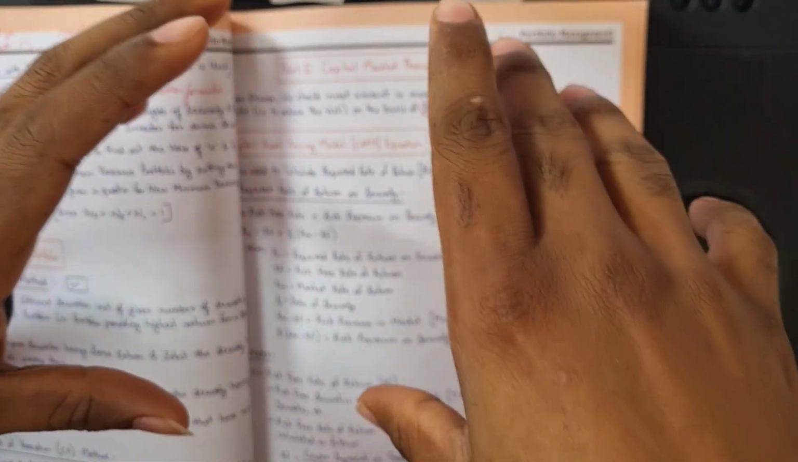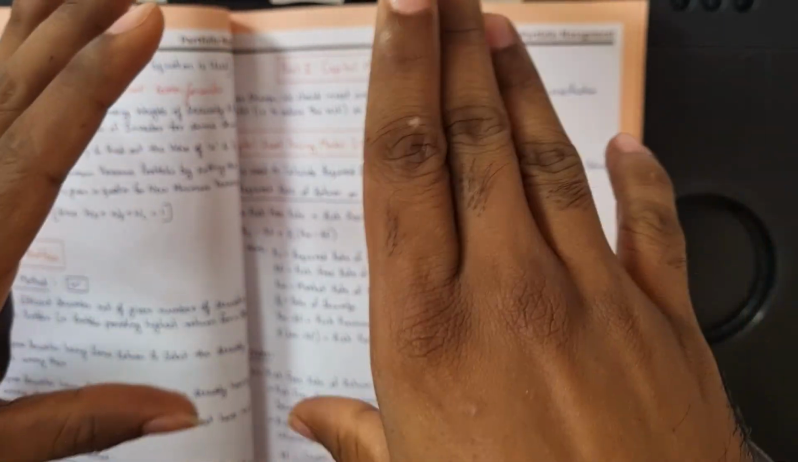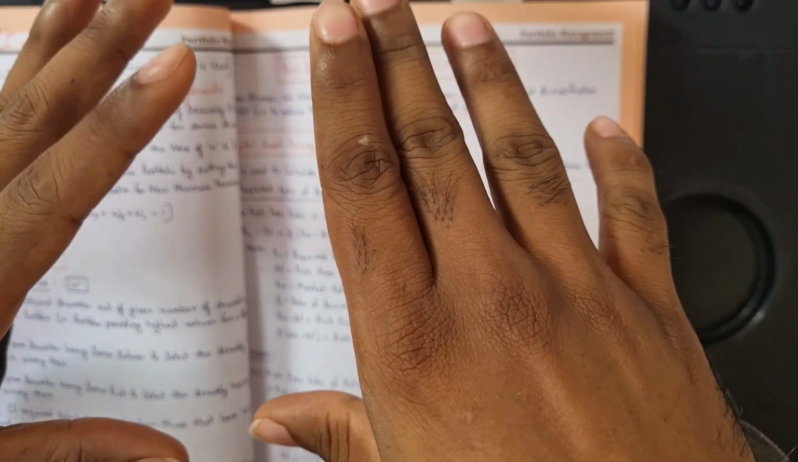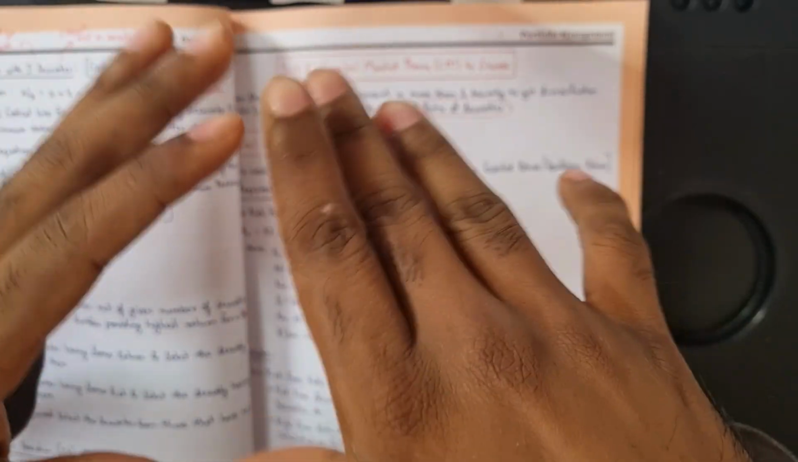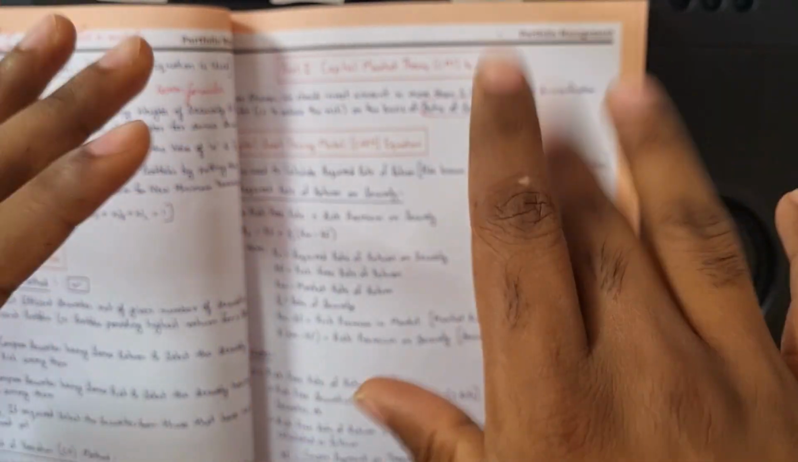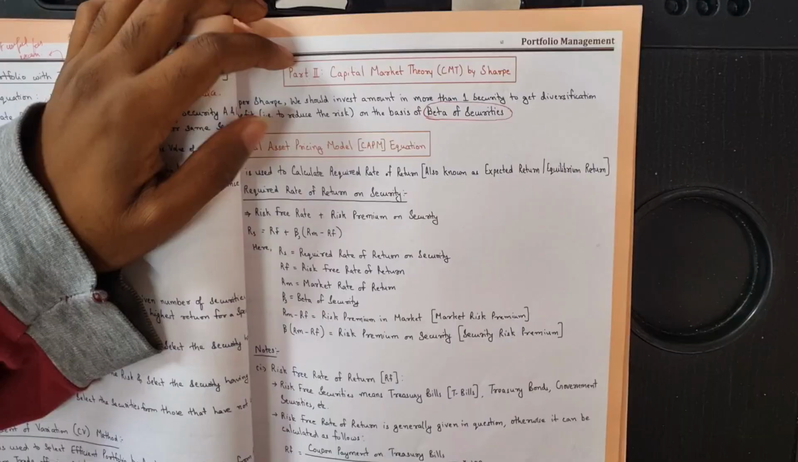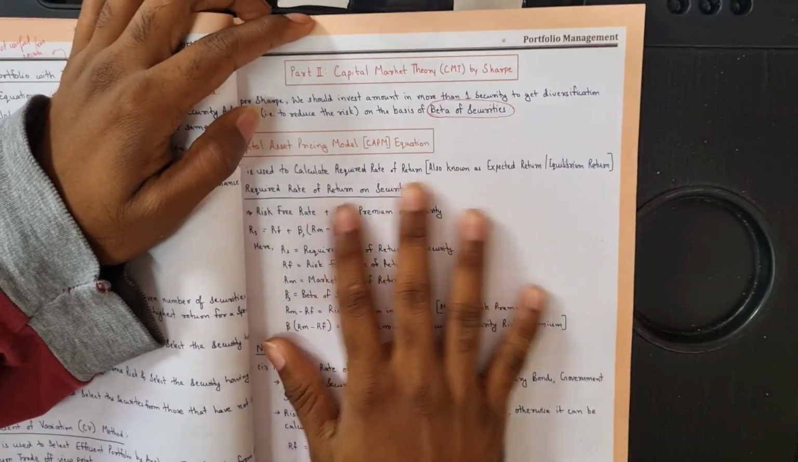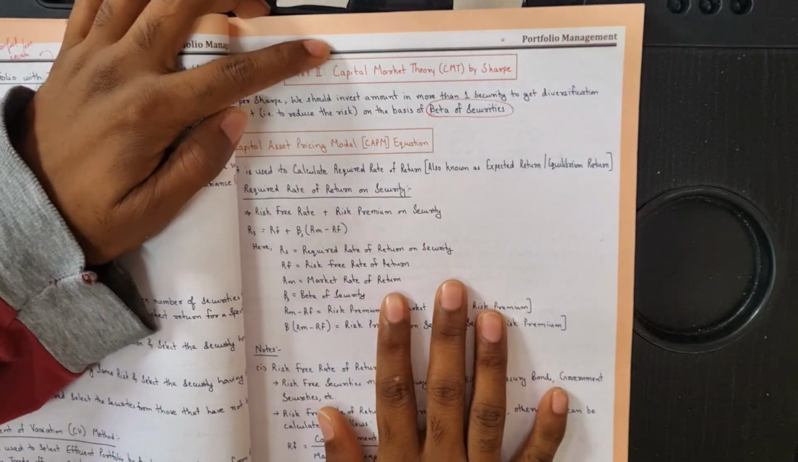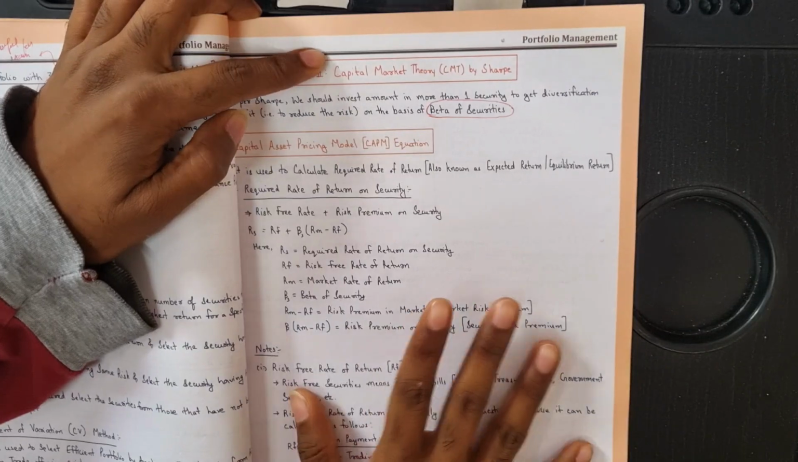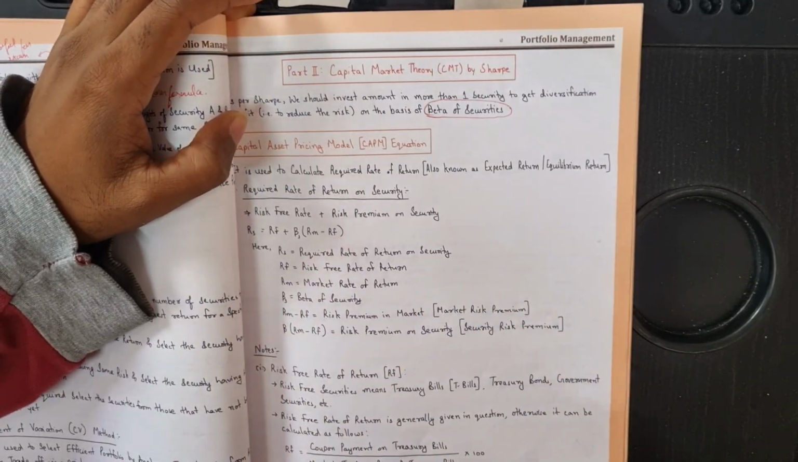That is, beta means, what is beta? Beta is the risk of security. That is how much the security moves in comparison with the market. Okay, that is beta. We'll learn about this in later parts of this chapter, but we'll see what is the next topic in Sharpe's theory.